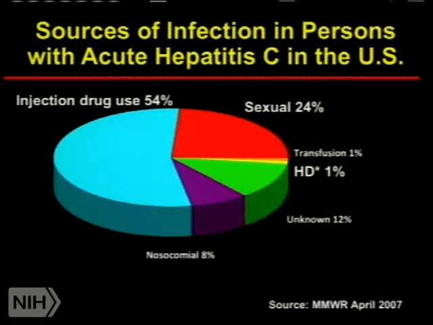So this slide shows the sources of infection in persons with acute hepatitis C in the U.S. And as you can see, here in the U.S., injection drug use accounts for slightly over half the number of acute cases of hepatitis C, followed by sexual transmission and nosocomial transmission.